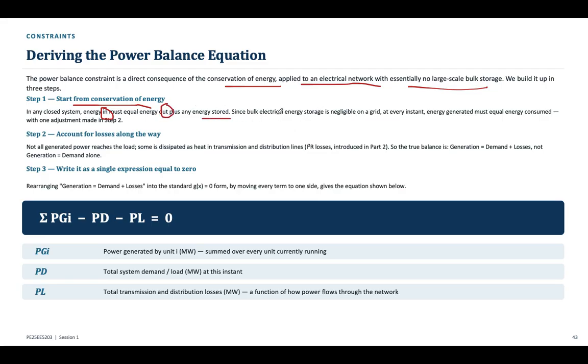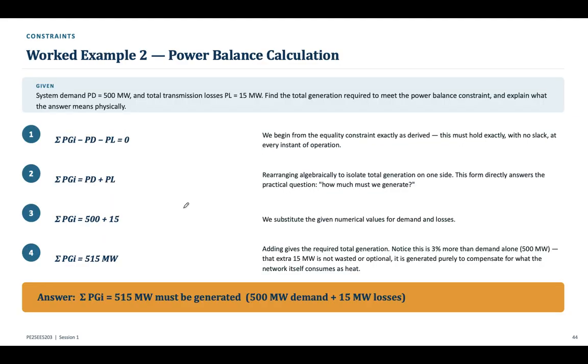Since bulk electrical energy storage is negligible on a grid, at every instant the energy generated must equal the energy consumed, with one adjustment: we must account for losses along the way also. So write it as a single expression equal to 0. This is the energy generated, a summation over the different generation units. Here is the total energy demand, and this is the loss. When we sum all these, we should get 0. This is the power balance equation.